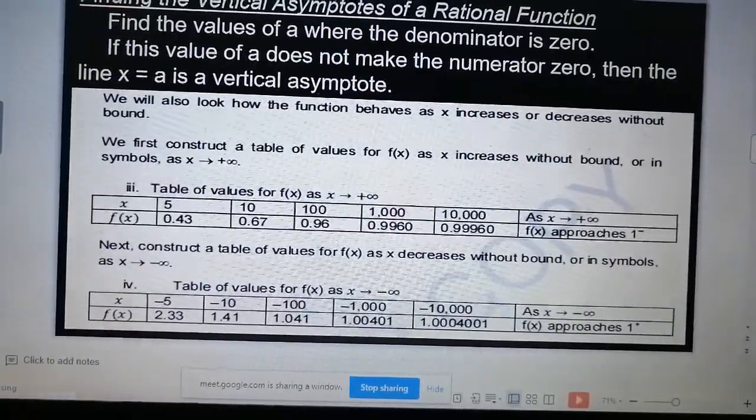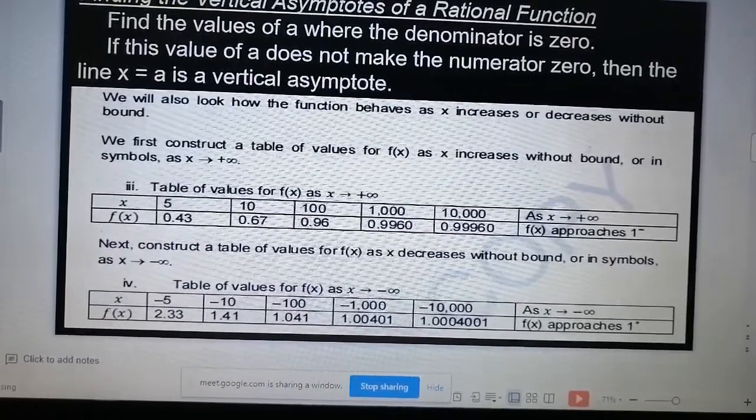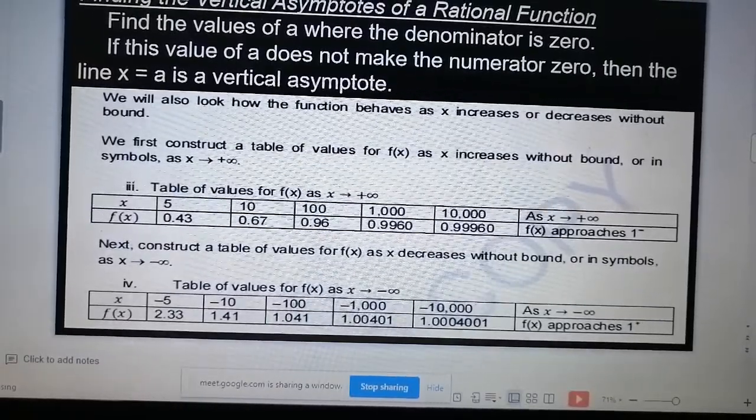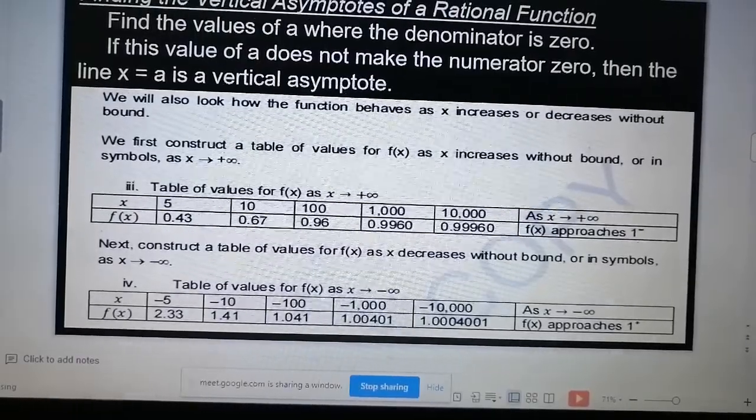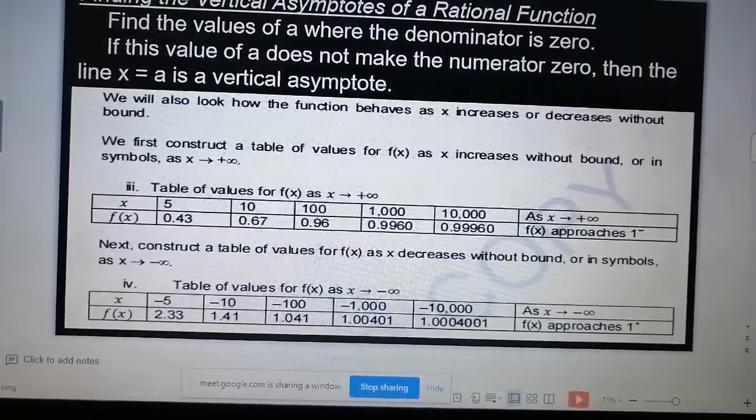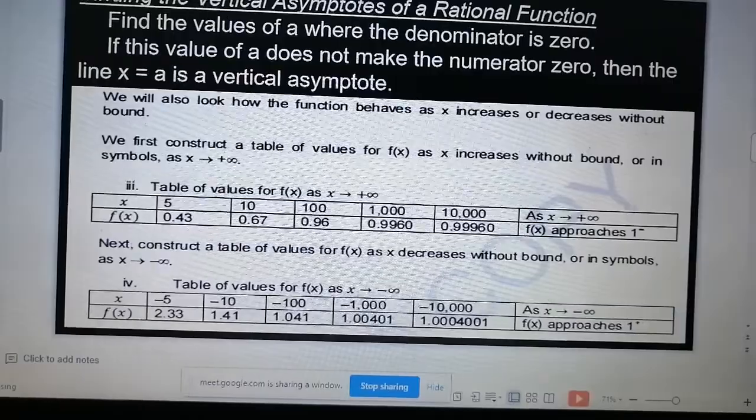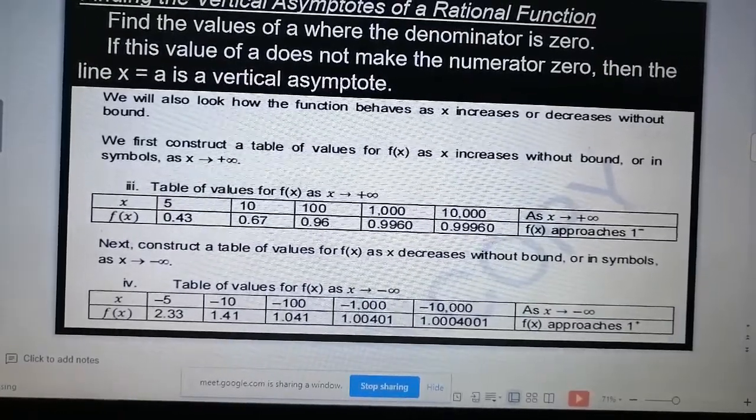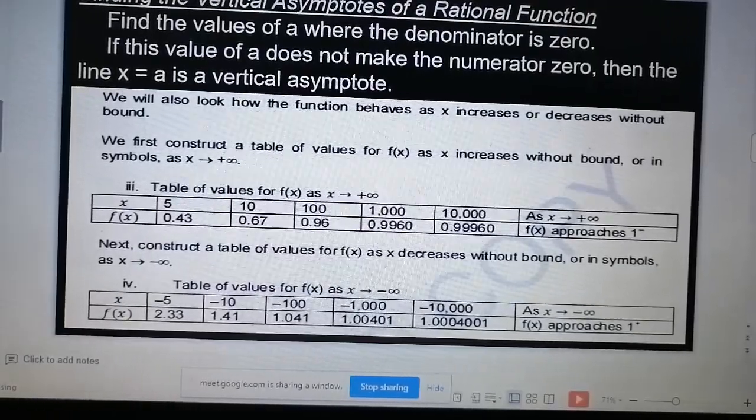Okay, we have finding the vertical asymptotes of rational functions. Find the value a where the denominator is 0. If this value of a does not make the numerator 0, then the line x is equal to a is a vertical asymptote. Okay? We will also look at how the function behaves as x increases or decreases without bound. Okay, look at the table.